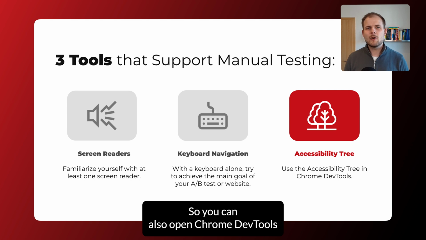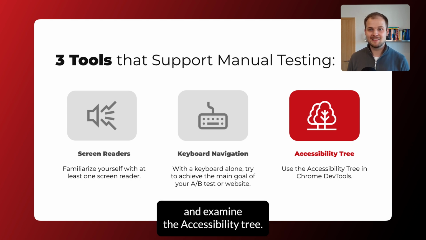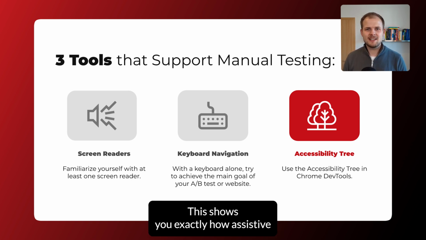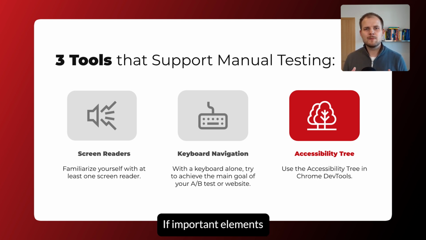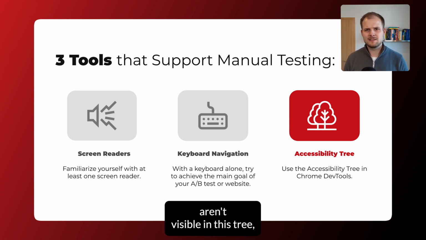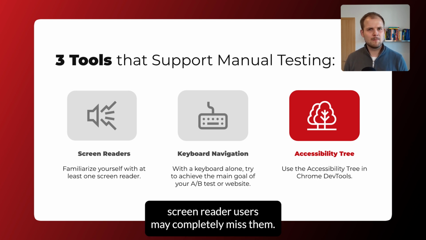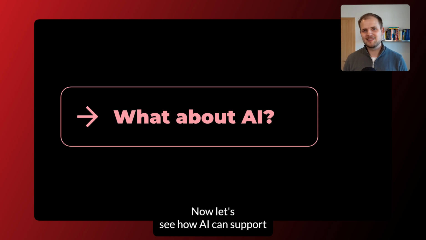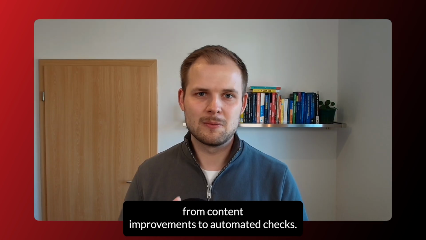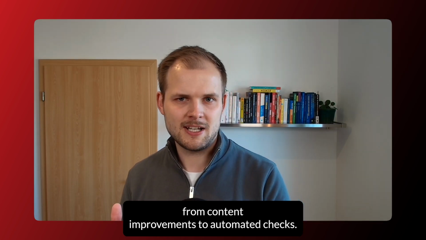So you can also open Chrome DevTools and examine the accessibility tree. This shows you exactly how assistive technologies interpret your content. If important elements aren't visible in this tree, screen reader users may completely miss them. Now let's see how AI can support your accessibility efforts, from content improvements to automated checks.